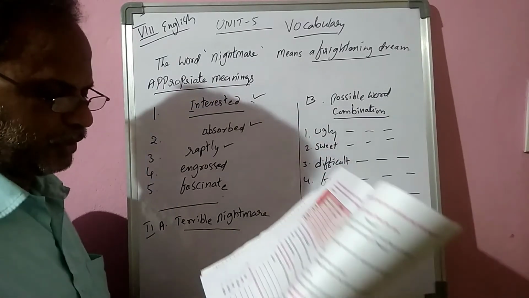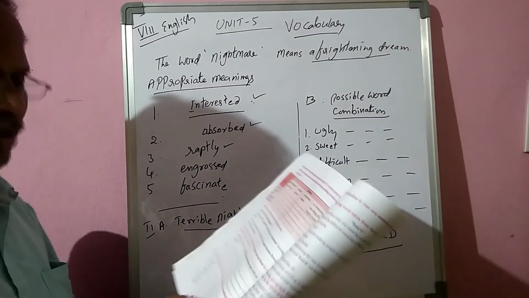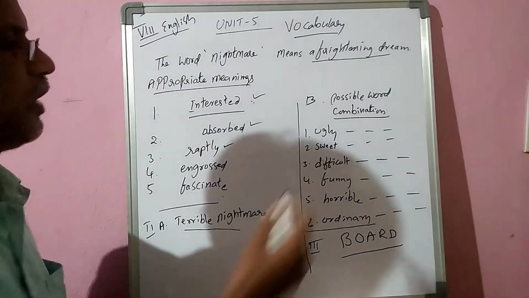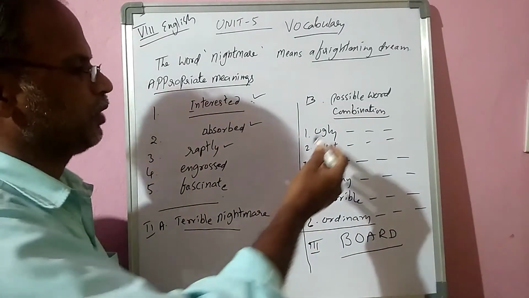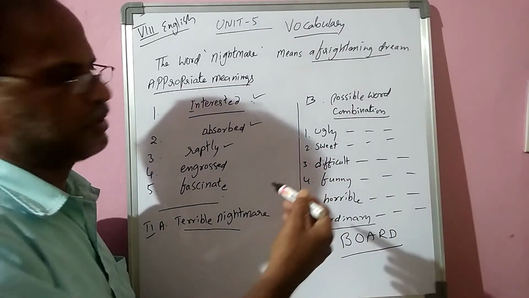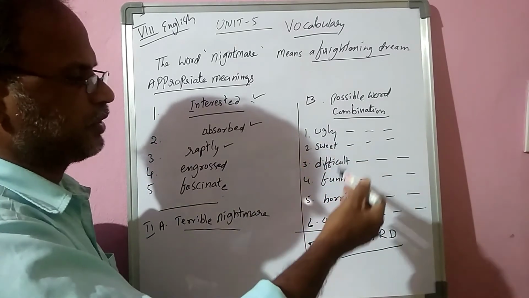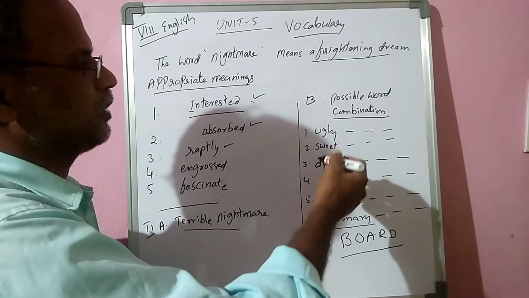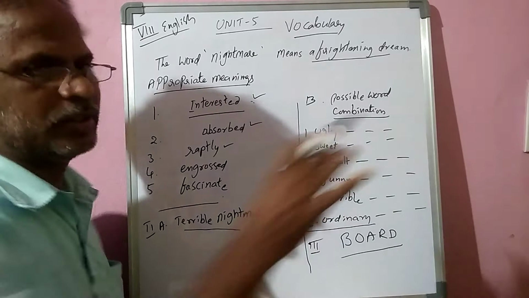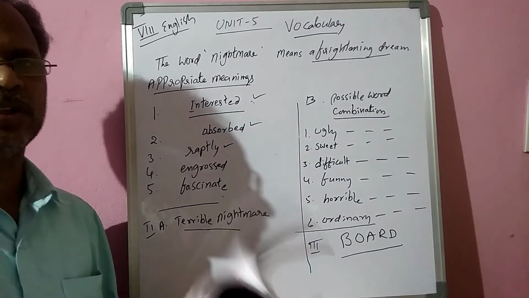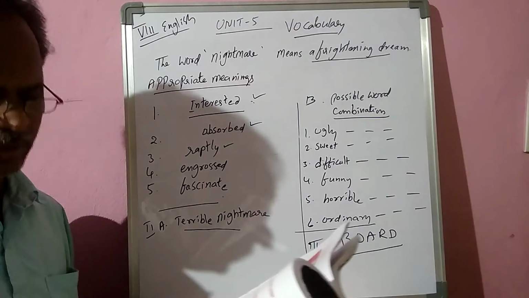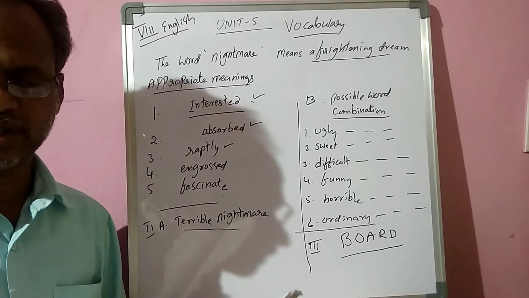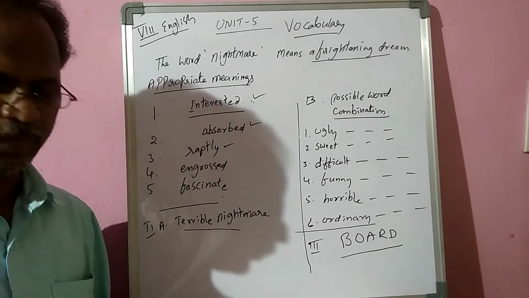Next, B is given to you. Look at the following words and write the possible word combinations. Here some words are given to you. Those words you see in B, I have also written possible word combinations here. You can write them. Ugly, and what type of words we can use. Sweet, difficult, funny, horrible, and the last one is ordinary. Using these words, you can write combinations. Not sentences, those are the words. What can be applicable with these words? You have to try to write that, and use the above combinations in your own sentences and write them in your notebook.